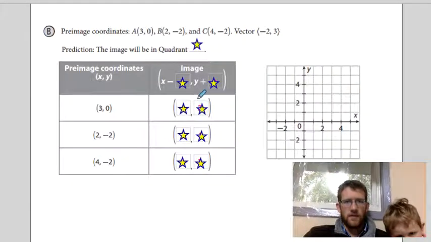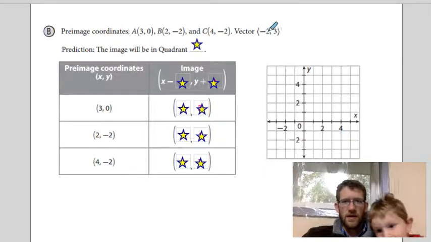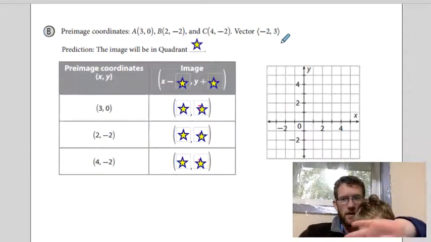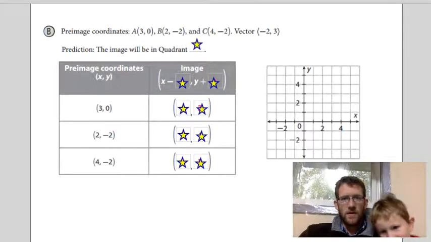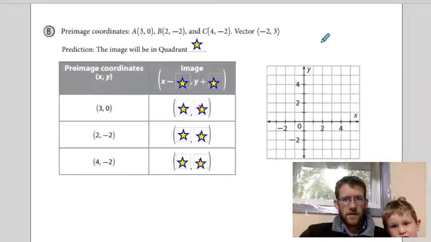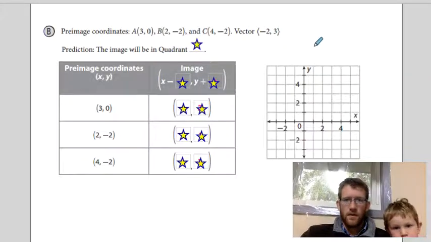Okay, we'll try another one. Here's our pre-image: 3, 0; 2, negative 2; and 4, negative 2. So they've written them down here. The vector is negative 2, 3. And so this means we're going to go negative 2 units to the right, which means 2 to the left.